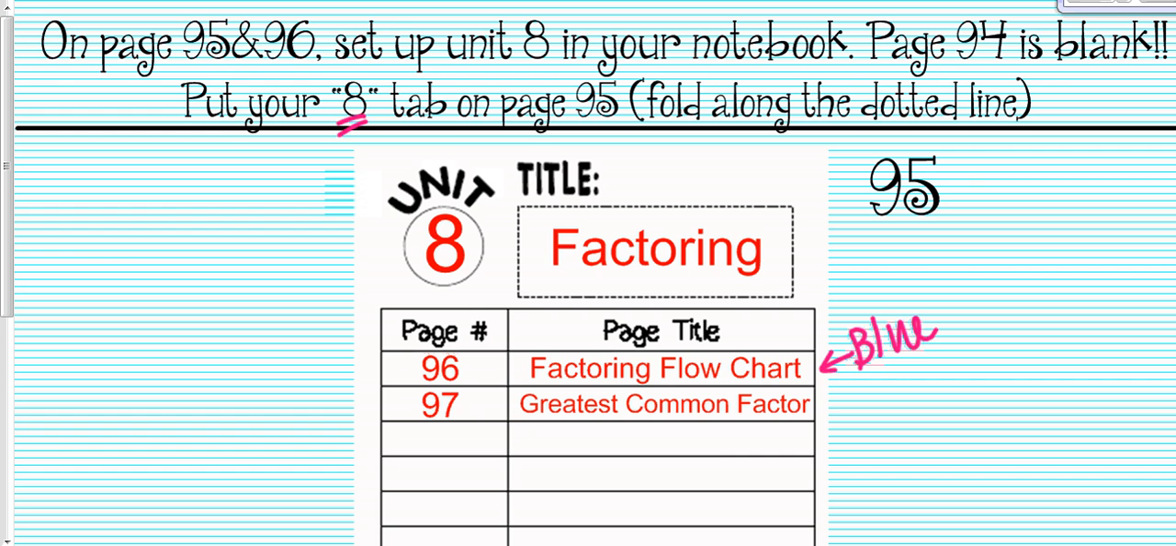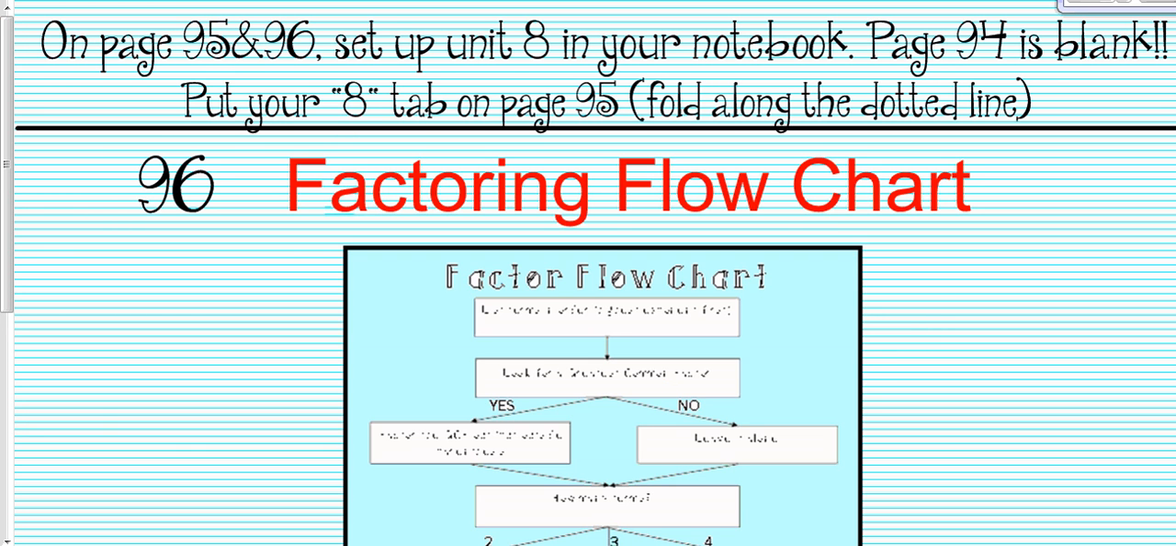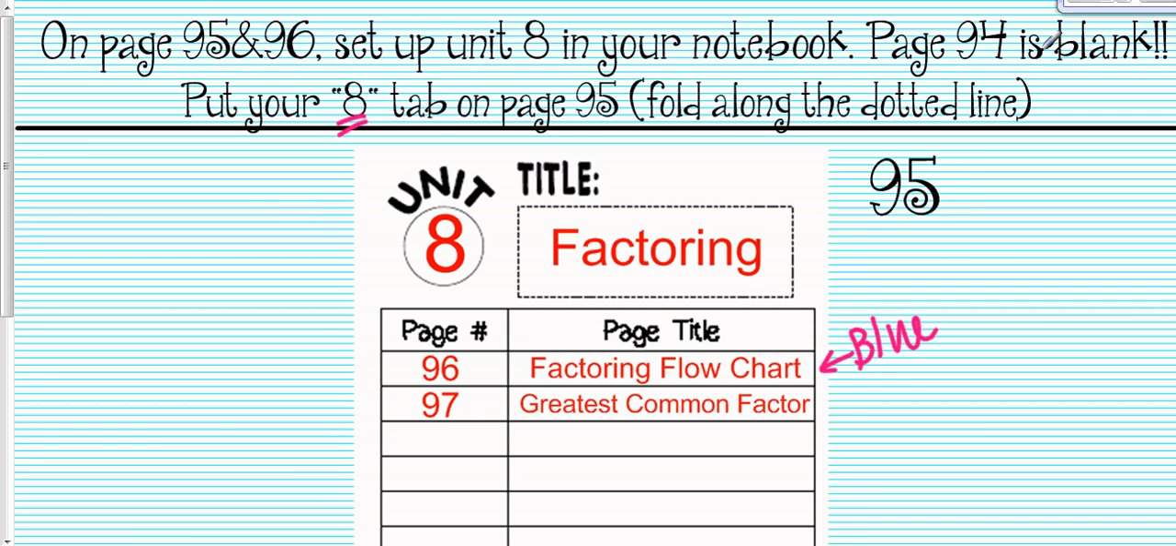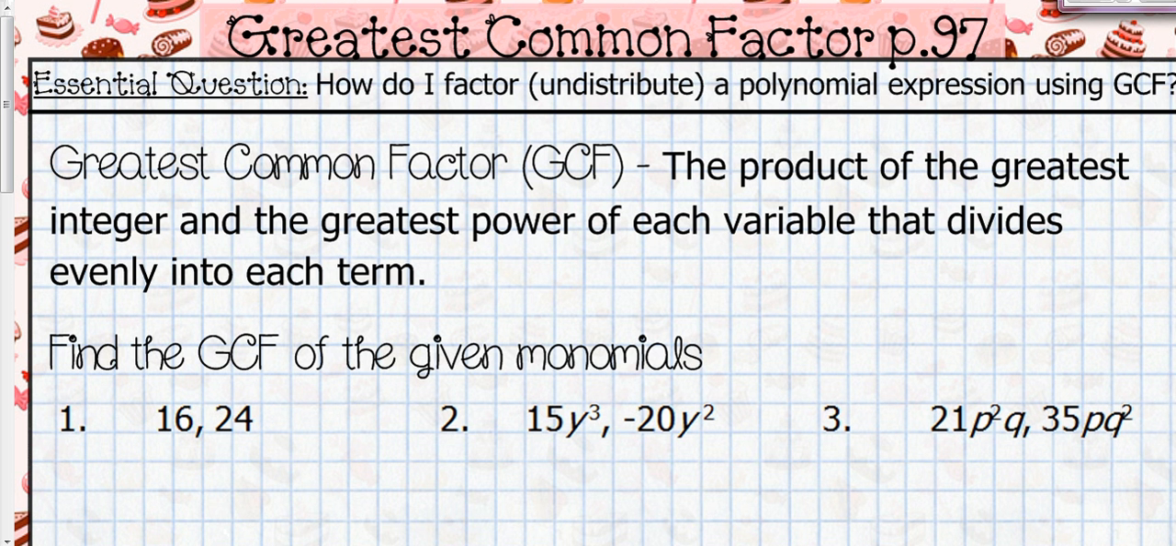And on page 96, we are going to glue in that blue sheet of paper that says factor flowchart at the top. Okay, so this will just go on page 96, just glue it in on the back. Okay, if you'd like to pause here, so that way they have enough time to glue everything in, go ahead. Alrighty, hopefully you have Unit 8 set up.